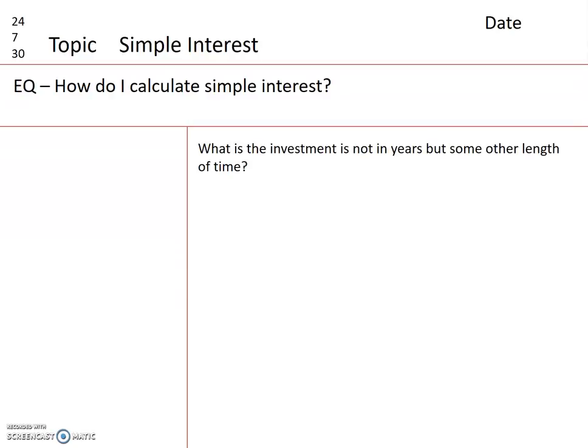All right. So what if the investment is not in years, but some other length of time? So we've been doing per annum. However, what if it is not?